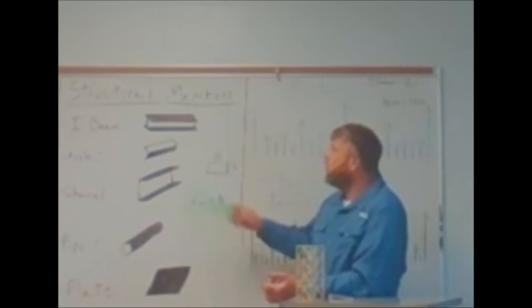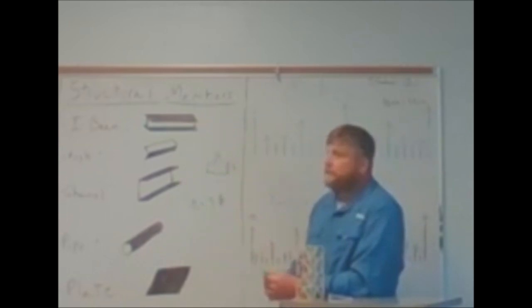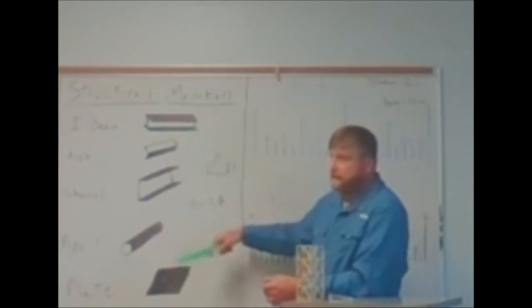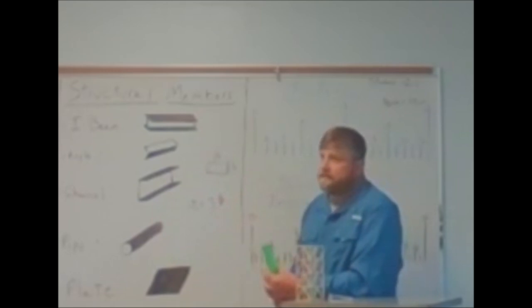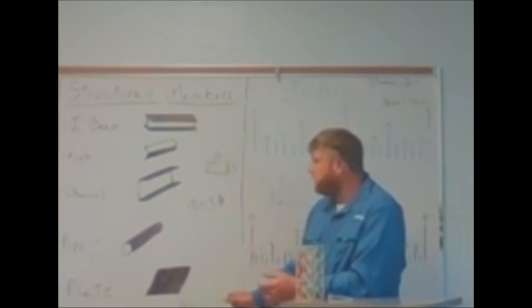So if coal, for instance, has to flow over channel iron, some of it's going to get caught here and it'll eventually wear away the channel iron. But coal would flow over pipe. But very seldom is pipe used in structural design. Does anybody have an idea why? Hold that thought. Let's go to plate.